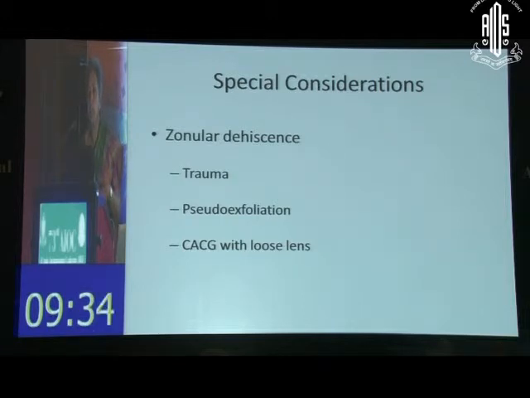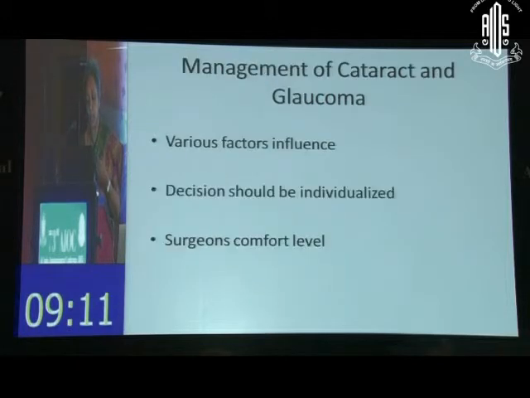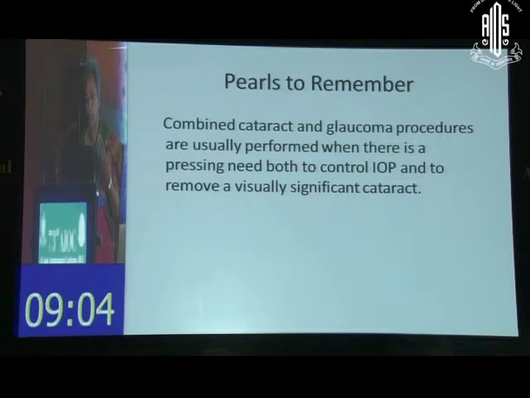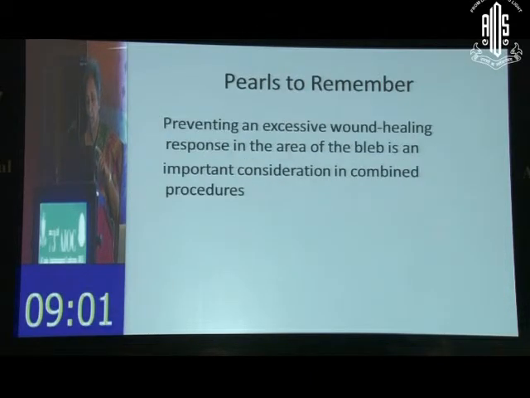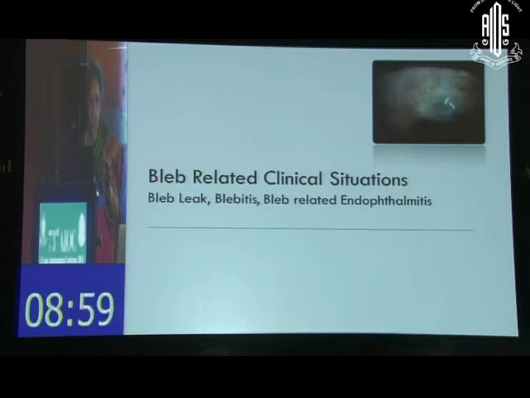Very often you tend to see these eyes on the table. You will realize when you try to make the rexis, you see a dimple that goes deep in when you are trying to initiate the rexis. That tells you that possibly there is a loose lens. You should be prepared for the possible consequences. So when we manage cataract and glaucoma, various factors influence. Decision should be individualized. And I will skip this and go for some of the complications in the next few minutes.